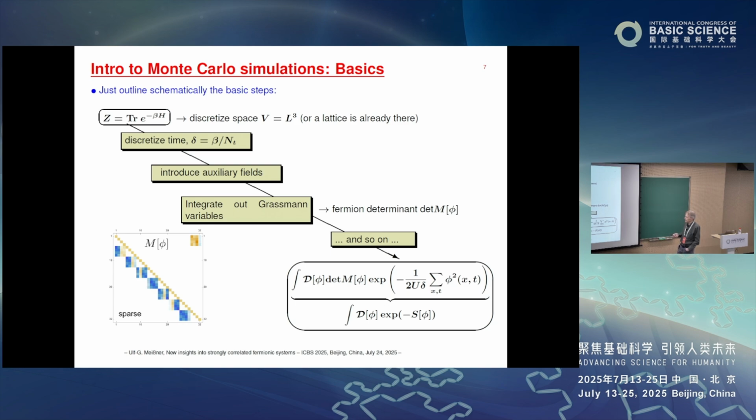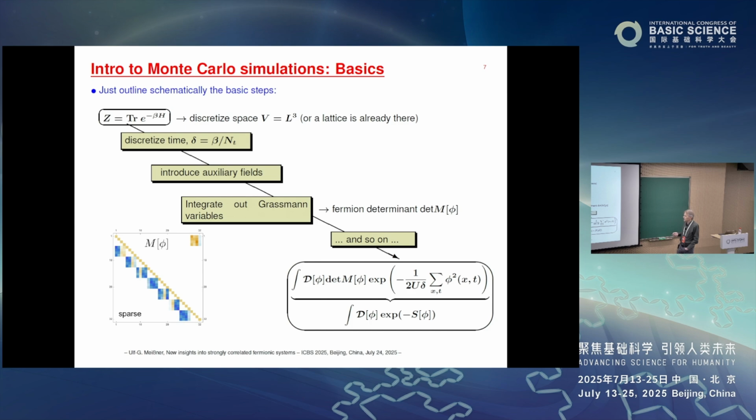Then you integrate out the Grassmann variables, which leads to the so-called Fermi determinant M of phi. This is shown here. It's usually a sparse matrix. And some more steps, and this is, for example, for the Hubbard model. Then you get these integrals, which you can then stochastically turn into sums, and then the sums you can evaluate stochastically by Monte Carlo simulation.